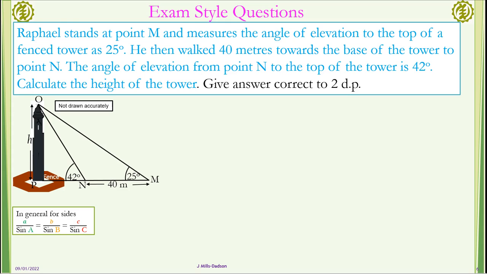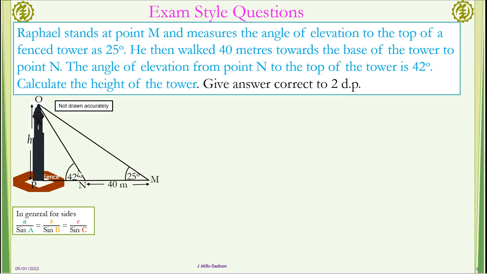So let's try to understand the information. Point M, looking at the top of the tower, the angle is 25 degrees. He moves closer to the tower by 40 meters. Another angle to the top of the tower is 42 degrees. Now, how high is the tower? That's what we're looking for.